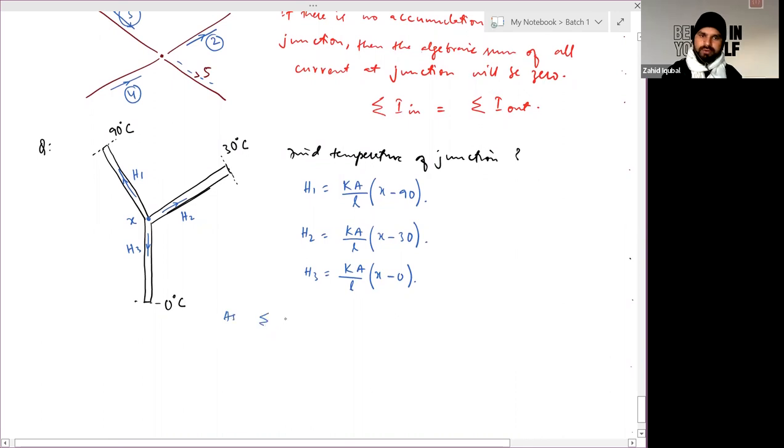As the sum of all current at the junction will be 0, it means H1 plus H2 plus H3 equals 0. Ka by length times X minus 90, Ka by length times X minus 30, and Ka by L times X minus 0 equals 0. Take out Ka by L as common and simplify it to find the value of X.